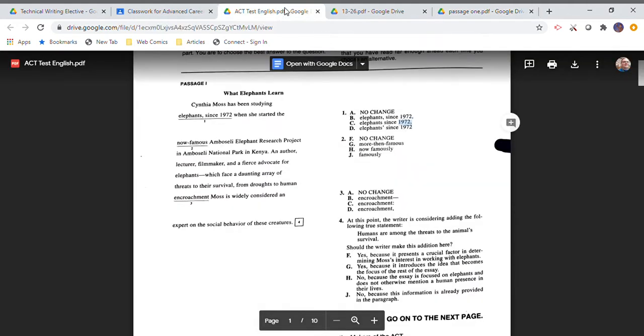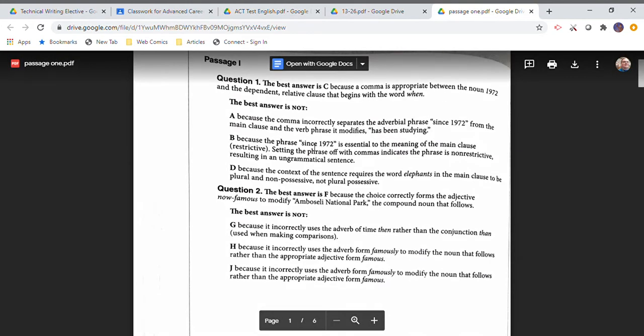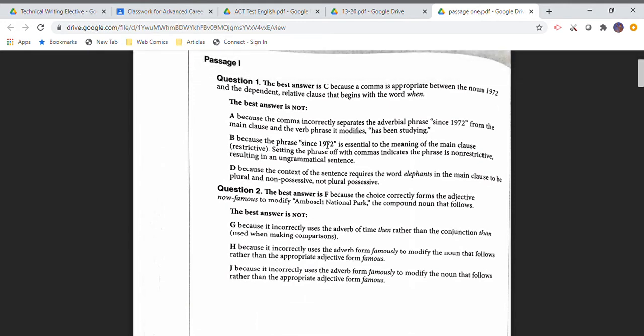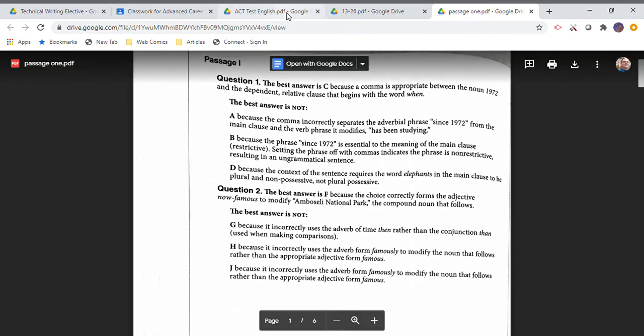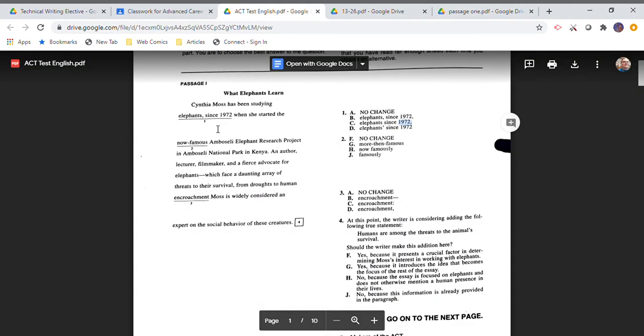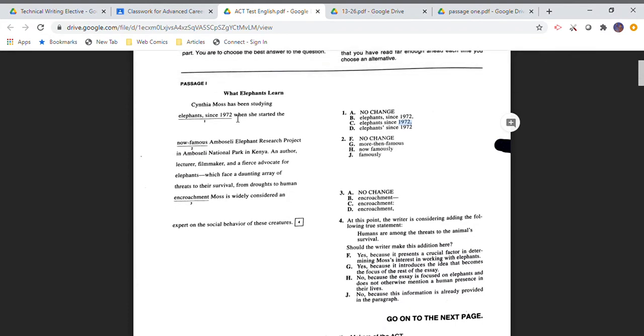B was elephants, comma, since 1972, comma. Because the phrase since 1972 is essential to the meaning of the main clause, restrictive. Setting the phrase off with commas indicates the phrase is non-restrictive, resulting in an ungrammatical sentence. So if we put a comma before and after since 1972, that means that it's an unnecessary phrase, that it's just sort of like adding flavor, and you can get rid of it and the sentence would still make sense. But that's not true. You need the phrase since 1972 for the sentence to make sense.